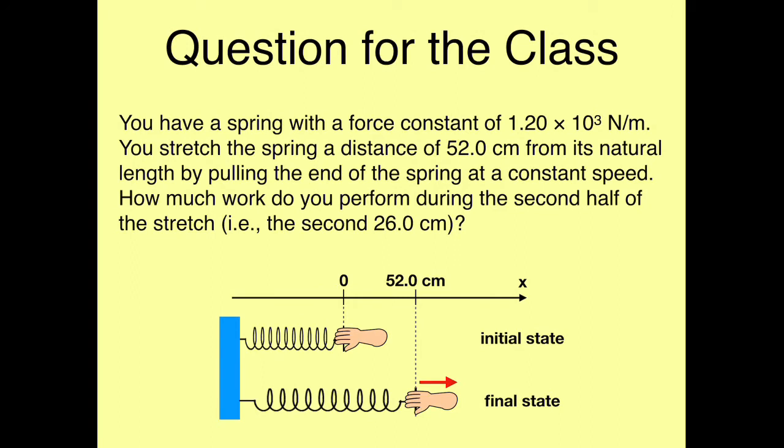Here's a follow-up question that I'd like you to try to work out on your own. Same scenario: we have a spring with a force constant of 1.2 times 10 to the 3 newtons per meter, and you stretch it out 52 centimeters from its natural length. The question now is, how much work do you perform during the second half of the stretch? In other words, if we're already at 26 centimeters, how much work does it take to do that second half to get to here? Try to work this out, pause the video, and then come back to see if we agree on our answers.